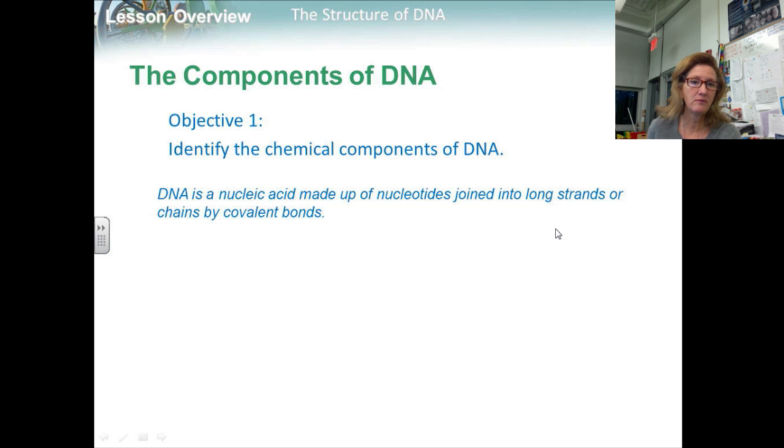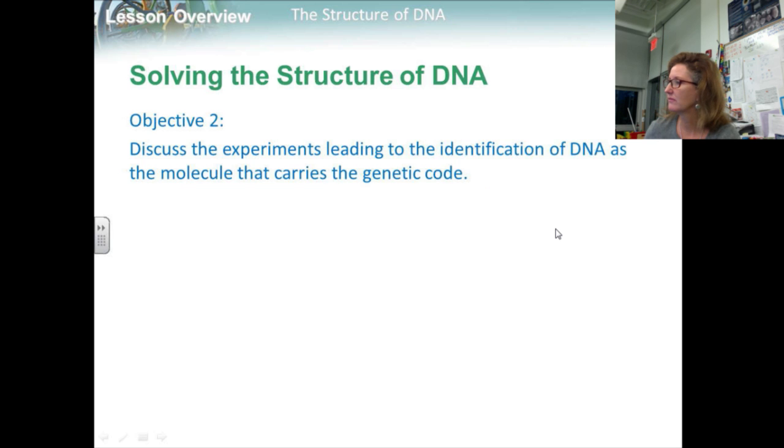So, objective 1, quite simply, was to identify the chemical components of DNA. DNA is a nucleic acid made up of nucleotides joined together into long strands or chains by covalent bonds. And you need to know all 4 types. So objective 2, discuss the experiments leading to the identification of DNA as the molecule that carries genetic code.